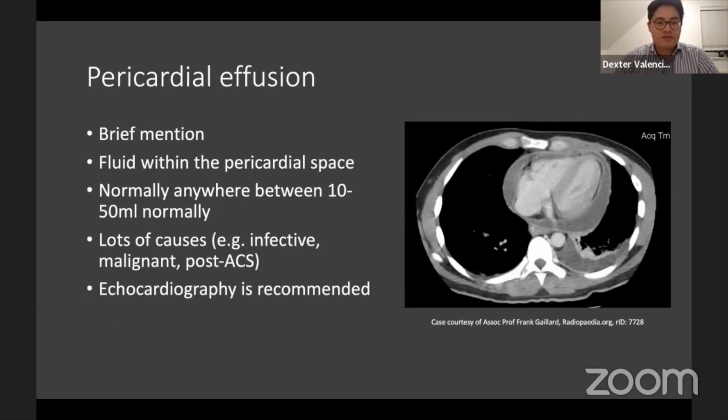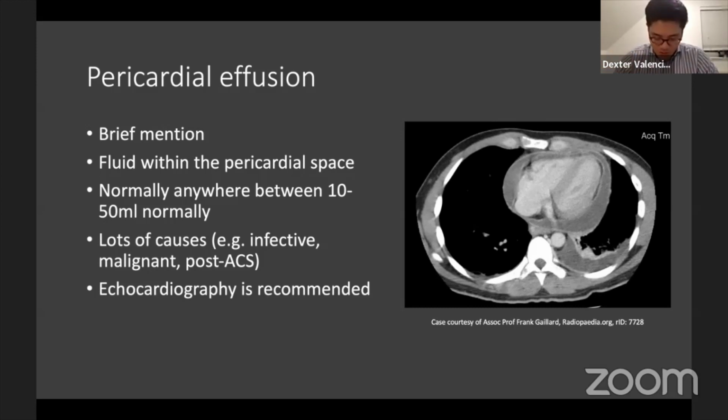And pericardial effusion, obviously fluid attenuation surrounding the heart, that's a pericardial effusion. Normally you have about 10 to 15 mils, up to 50 mils within there. Anything above that, it starts to accumulate, has mass effect, and impairs the ability of the heart to pump, and there are lots of causes which you can look up in your books. It can be infective, malignant, or after an ACS, and normally echocardiography is the best modality.